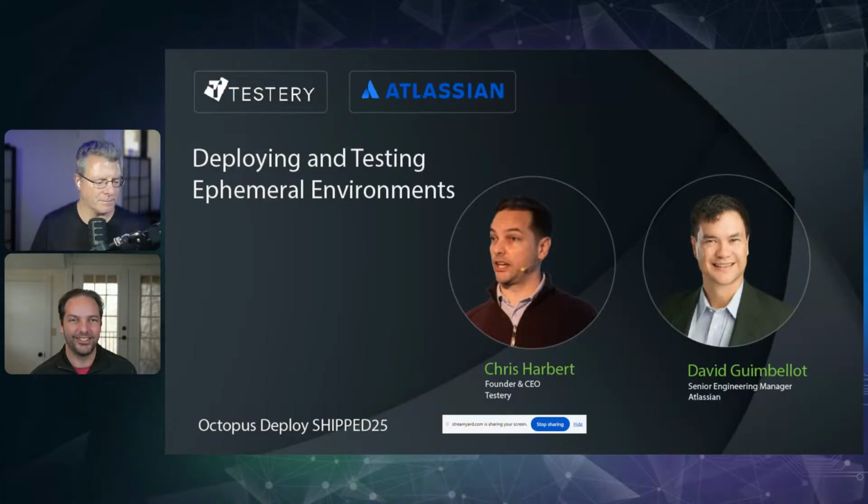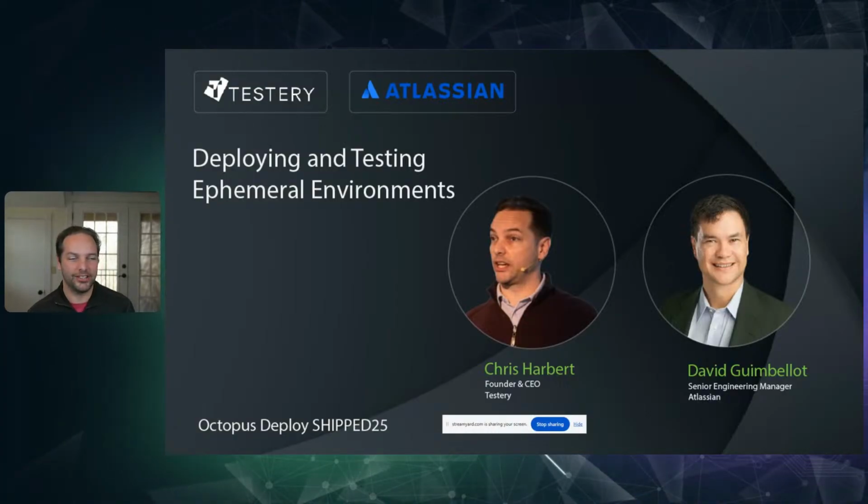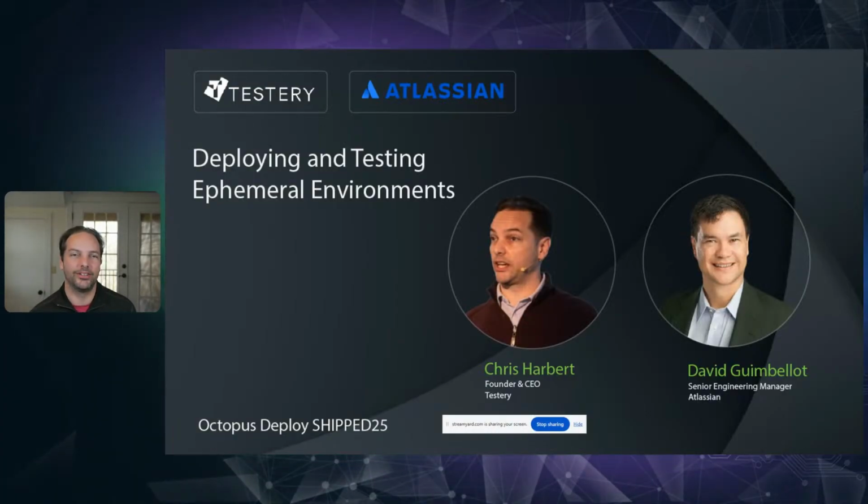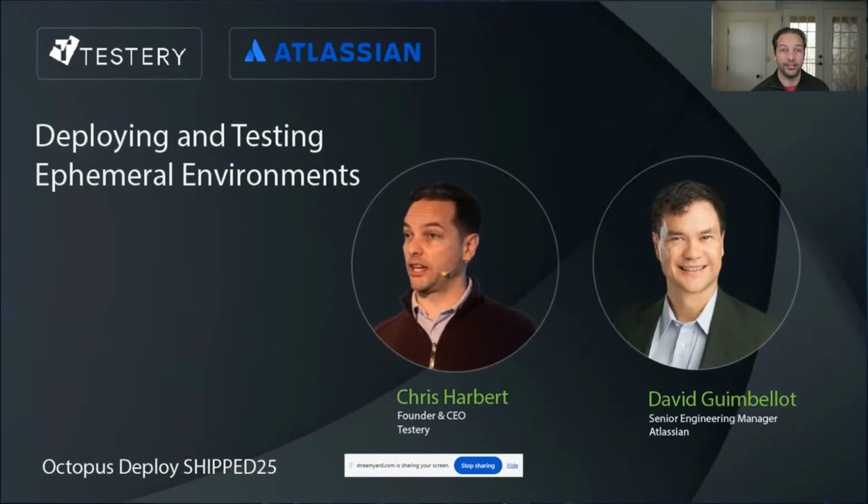All right, sounds good. Well, thank you everyone for having us. Today we're going to talk about how we deploy and test ephemeral environments at Atlassian by leveraging both Octopus Deploy and Testery. And it works quite nicely together and solves a problem that, frankly, many of us have had in the industry. And so I'm excited to share what we did to solve this problem, but then also share what some of the options are available to you today if you're trying to solve this problem also.